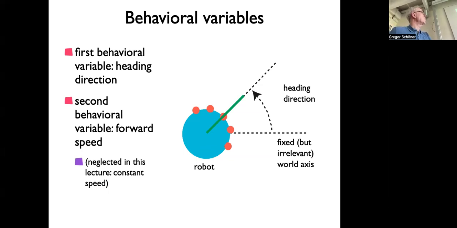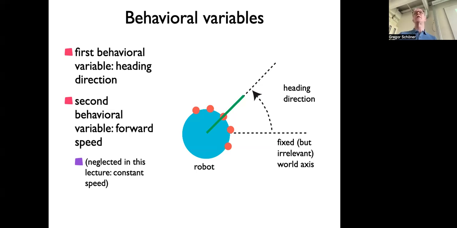And so the behavioral variable that I'll be discussing here is the heading direction of the vehicle, Fahrtrichtung in German, right? The second variable would typically be the forward speed of the vehicle. And of course, when we design these robots, we always have that variable, but I will not go into that in the lecture. Just assume it's constant. That will be a simple constraint you could impose. So I'll talk about heading direction. Heading direction is maybe a little more abstract than you might first think.